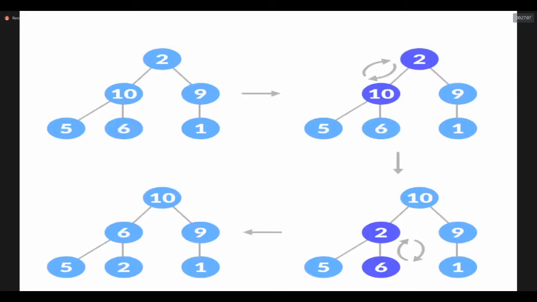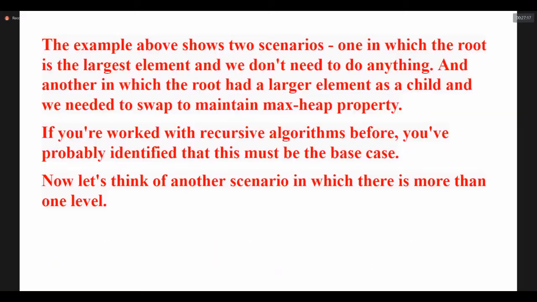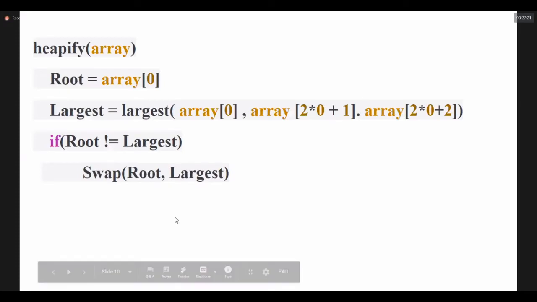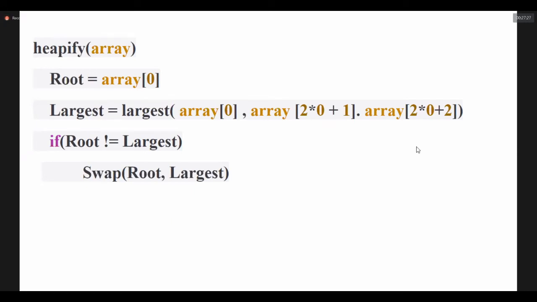This is the heapify process. All of you got the heapify process. The heapify process is: first find the largest value among the root and its children. If the root is not the largest, swap the root and the largest. It is applied down up to the leaves.